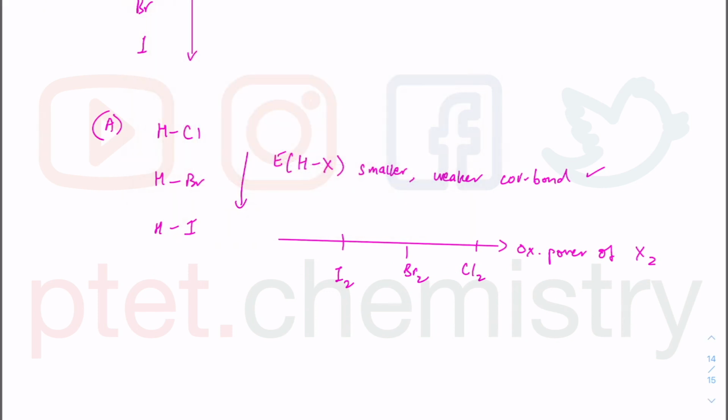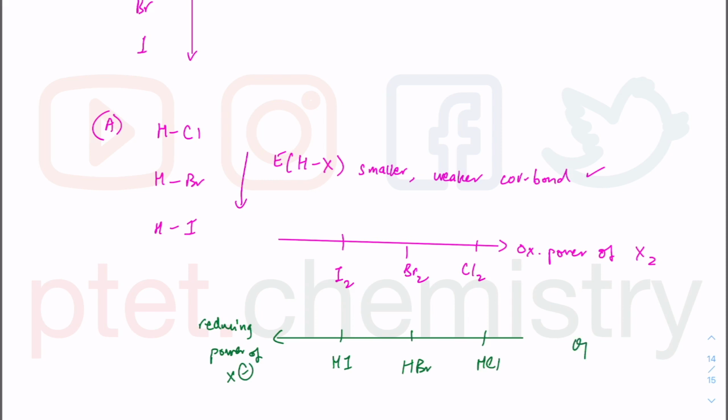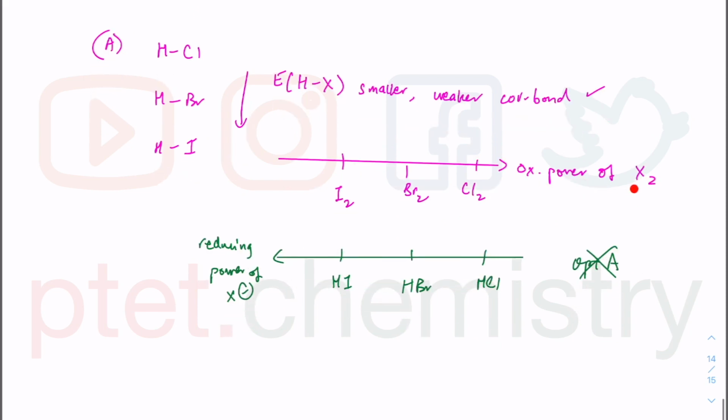But on the other hand, we are talking about the strength of the reducing power. So this is reducing power of the X minus. So HI is going to be the stronger reducing agent than HBr than HCl. So it says become weaker reducing agent is actually wrong. So option A is definitely wrong because it becomes stronger reducing agent going down the hydrides of group 17. As you can see, the iodide is a better reducing agent than Br minus than Cl minus, as a result of us knowing this particular trend from the oxidizing power of the halogen.